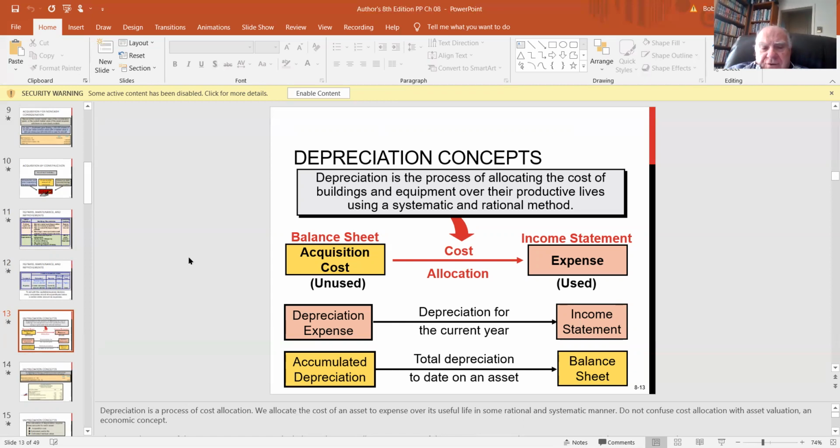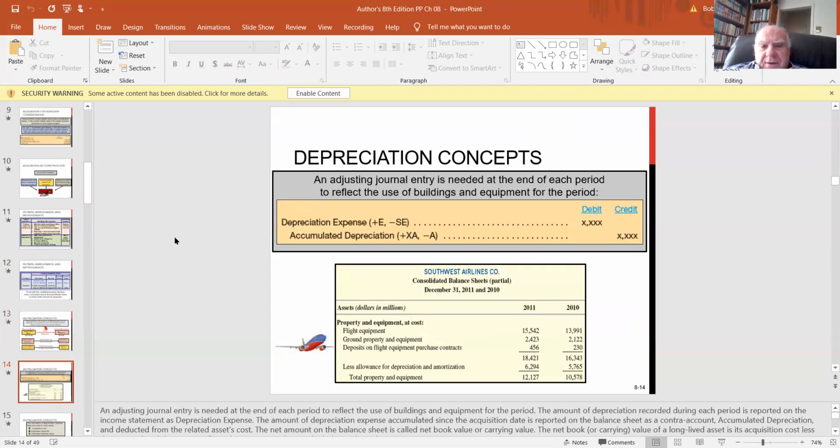Our journal entry is always the same. It's going to be debit depreciation expense, credit accumulated depreciation, which is a contra asset account. So at the end of each period, there's going to be an adjusting journal entry where you do just that. You debit depreciation expense and you credit accumulated depreciation.